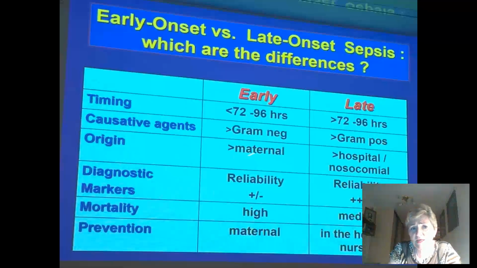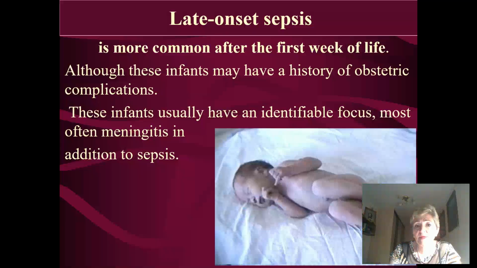In the slide, we can see a difference between early onset sepsis and late onset sepsis. What difference can you see? Firstly, timing. Early onset sepsis appears in less than 32 to 96 hours. The main causative agent, gram-negative flora. The main origin, maternal. Diagnostic markers is variability, mortality very high, and prevention associated with the mother.